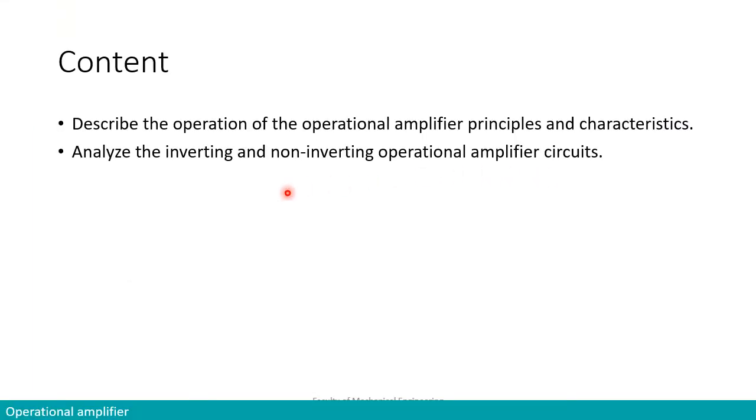So in this chapter, the content that we are going to try to accomplish is, the first one, to describe what an operational amplifier is, by looking at its principles of operations and several characteristics. And then after having gone through that part, we are going to try to analyze several cases of inverting and non-inverting operational amplifier, and to do so we'll do several exercises.